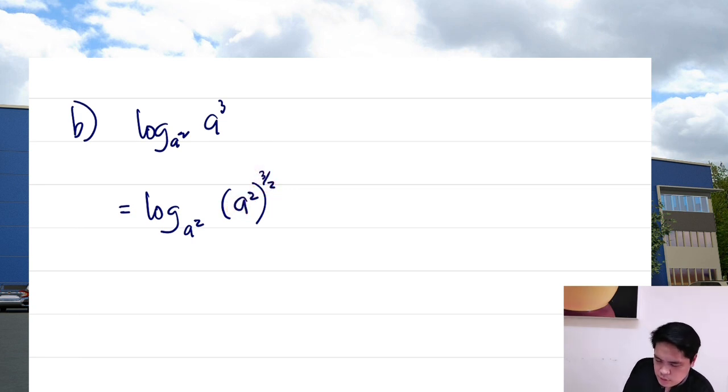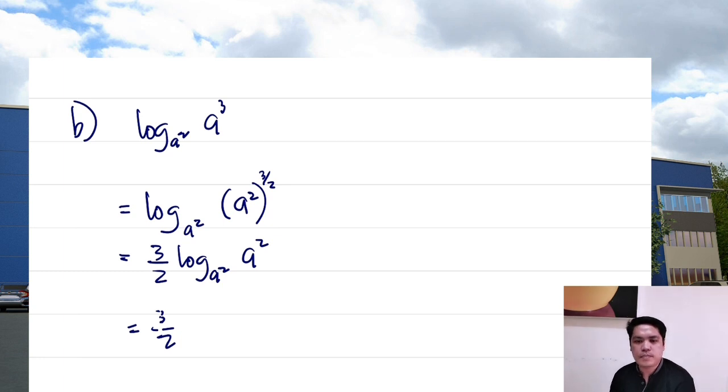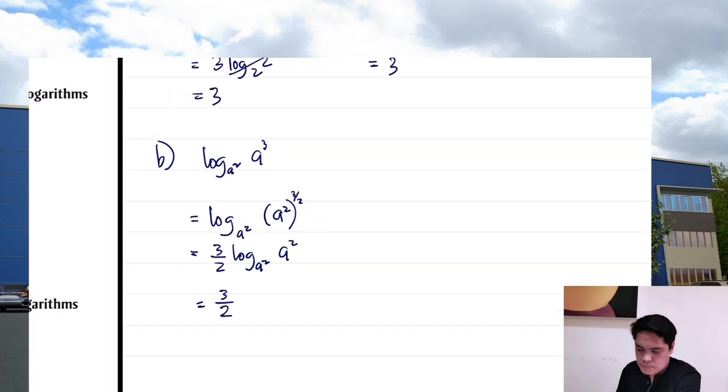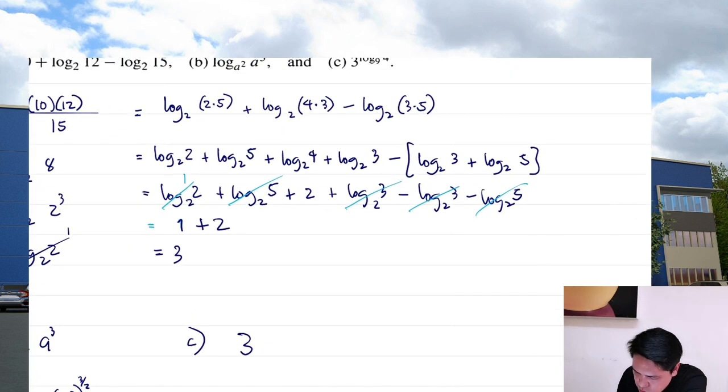Okay? So, that would become 3 halves logarithm of a squared to the base a squared. So, this is 1 kasi pareho na siya sa base. So, this is simply 1. The answer is just 3 halves. Ayusin natin kasi parang the answer is just 3 halves. Okay? Very easy. And letter C, we have 3 raised to the logarithm of 4 to the base 9.